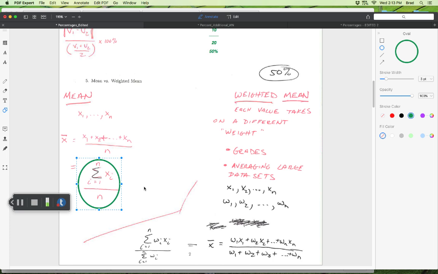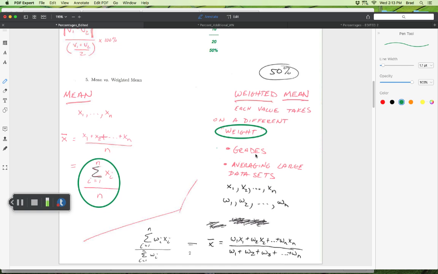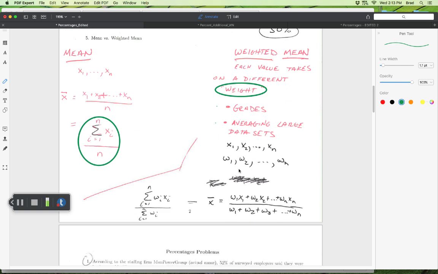A weighted mean is where each value takes on a different weight. You've actually seen this type of thing before, in grades and in averaging large data sets. Let's say we have n values, and each of those values is worth a certain weight. So this omega, or w1, corresponds to x1. That's the weight for x1, and likewise with w2 and x2.